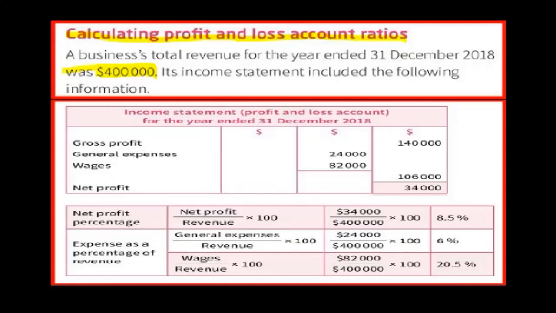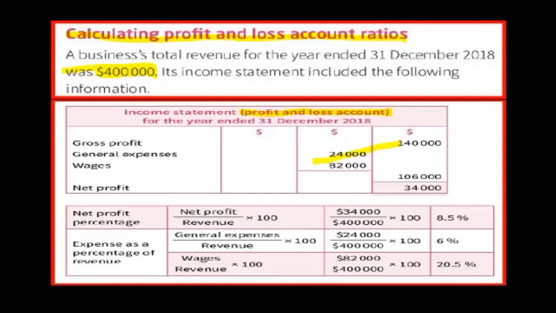So it gives us the sales, skips the trading account, and goes to the profit and loss account here, because we are interested in profit and loss account ratios. Our gross profit is 140,000. It starts off where the trading account ended. Then we have general expenses and wages. These two together make up 106,000, and taking the 106 from the 140, we get a net profit of 34,000.